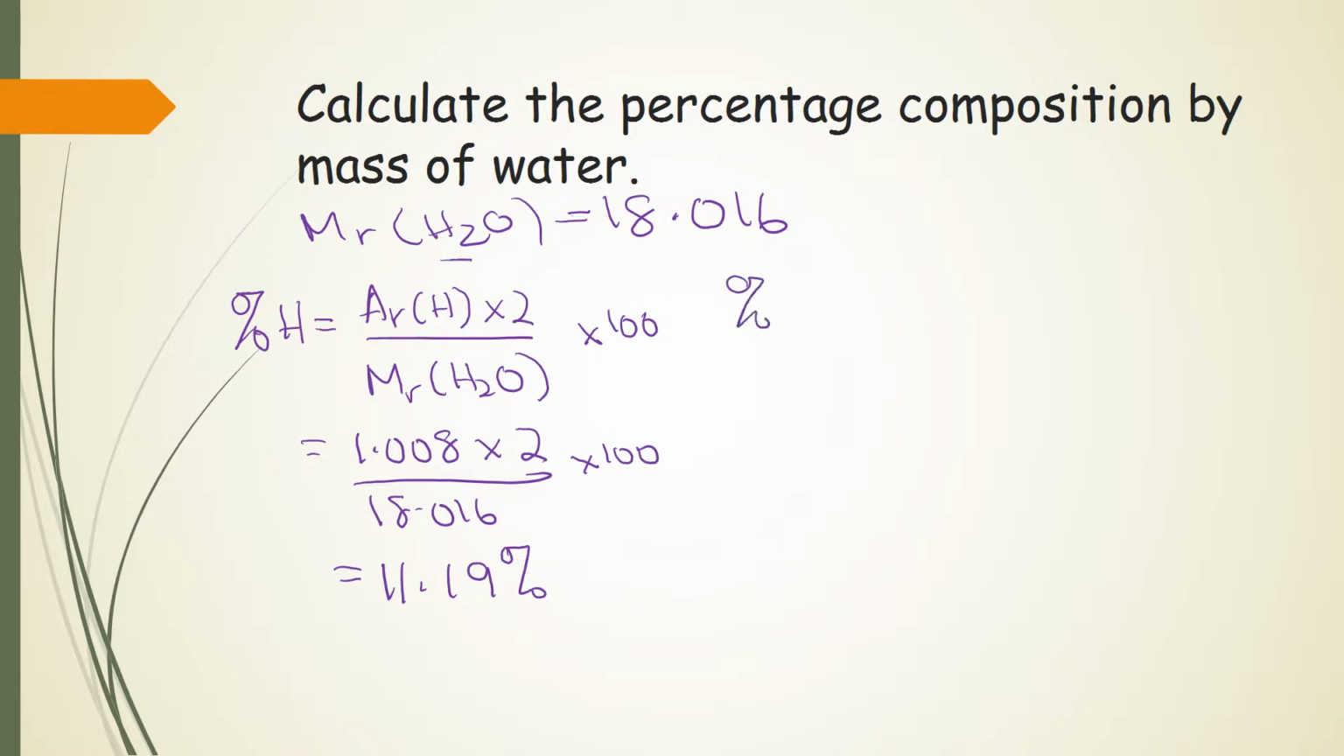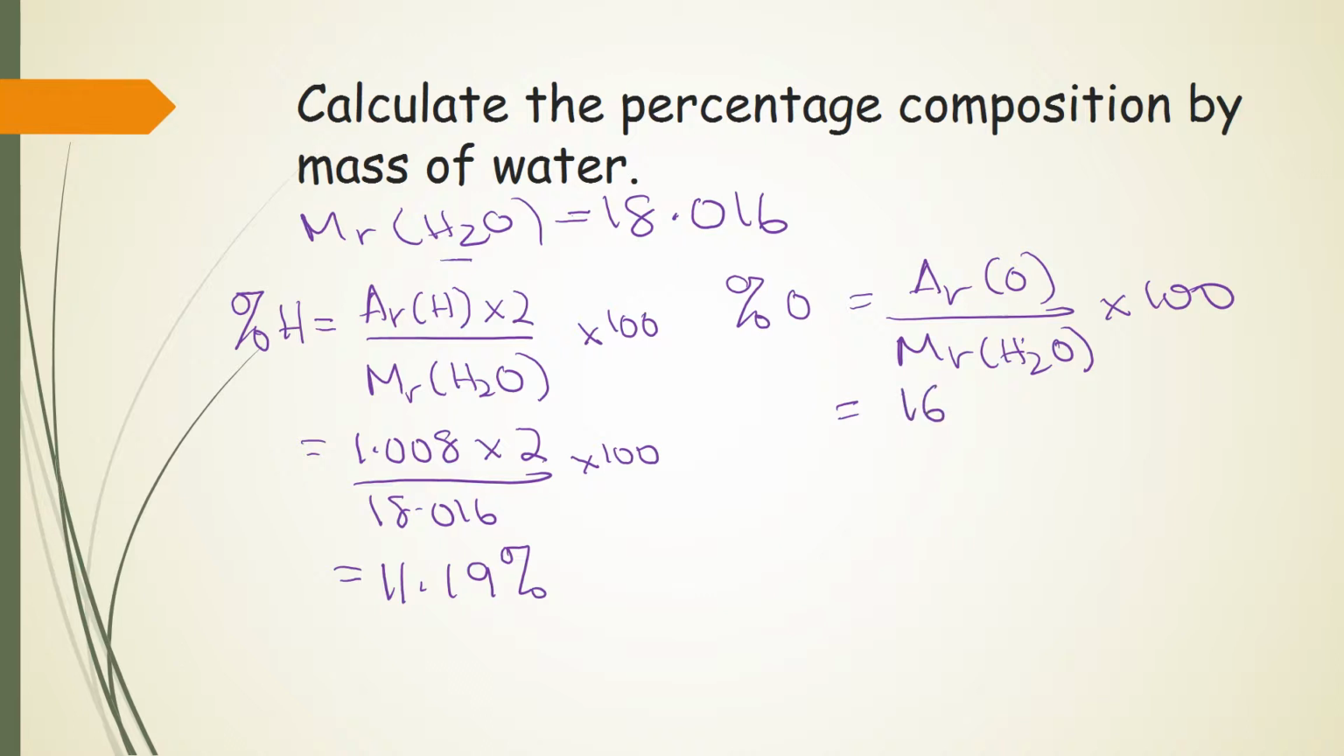Now let's do oxygen. So the percentage of oxygen will equal the relative atomic mass of oxygen, and there's only one of them, divided by the formula mass of water times 100. So the bit over the whole times 100. 16, which I got off the periodic table, divided by the formula mass, 18.016 times 100, comes out to 88.81%.